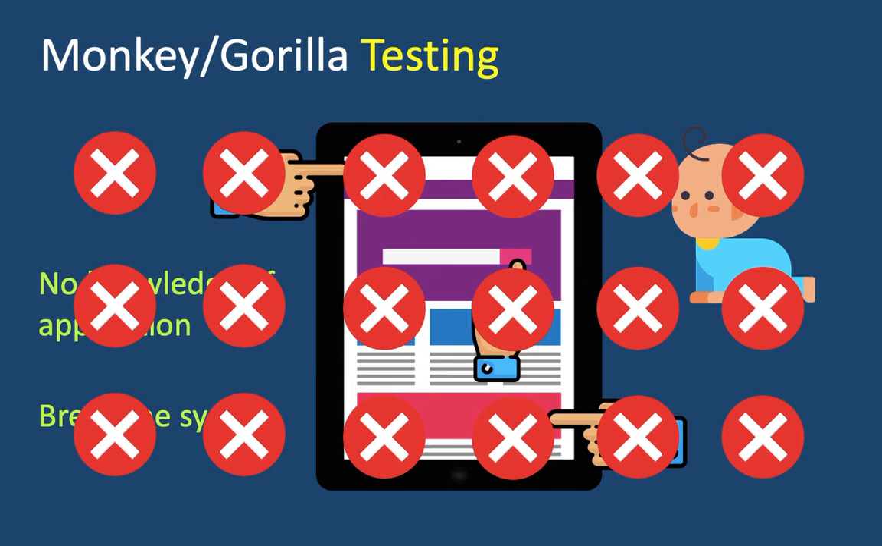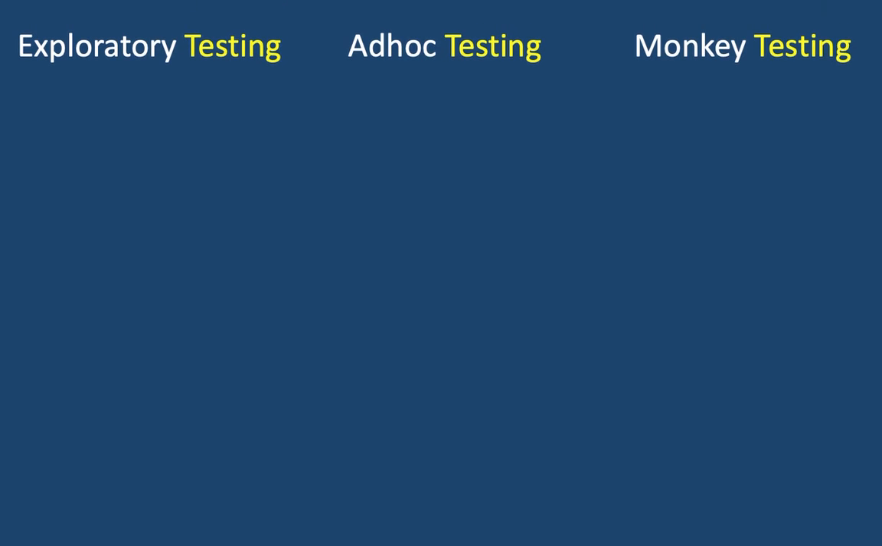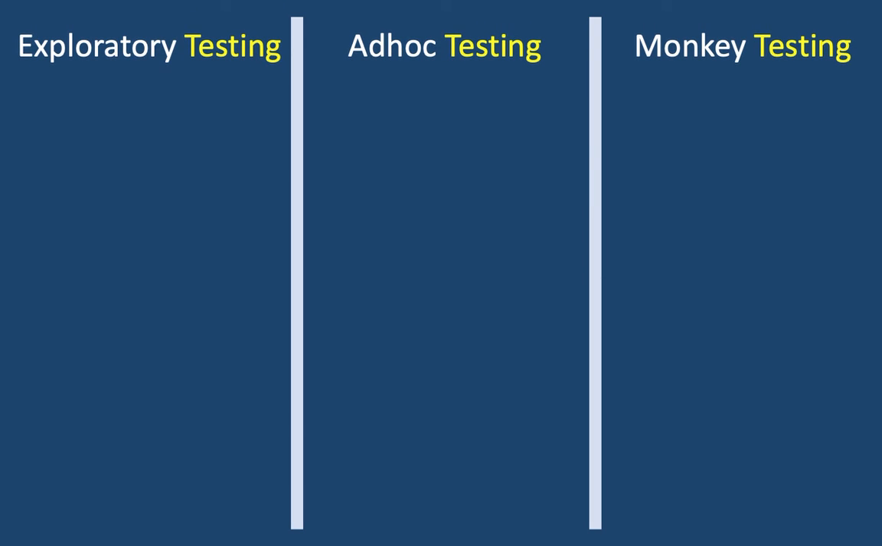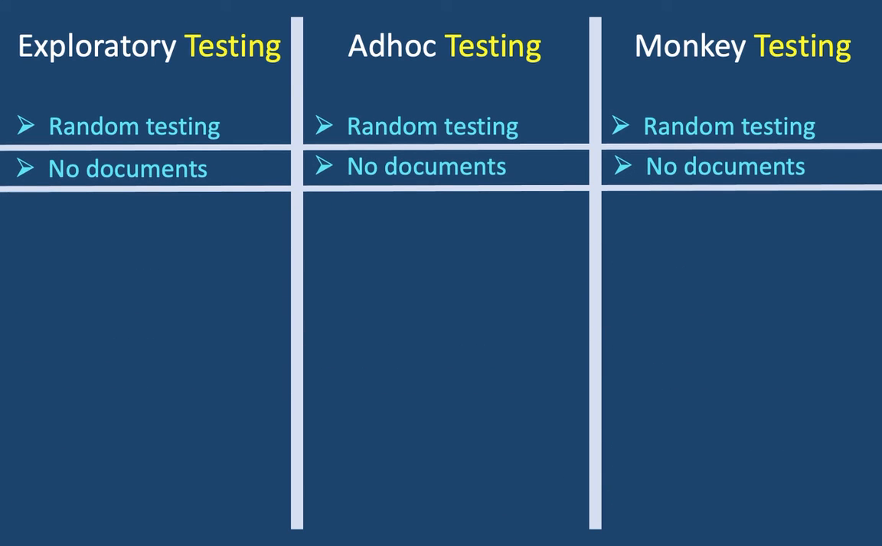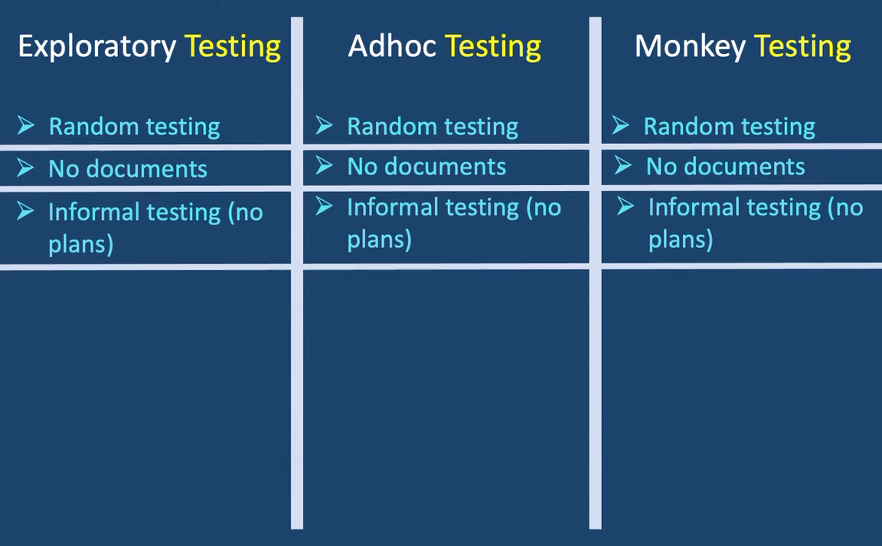All these three testing types look very similar, but let's see the similarities and the differences among exploratory testing, ad hoc testing, and monkey testing. They are all random testing types. There are no documents and plans. All of them are informal testing.